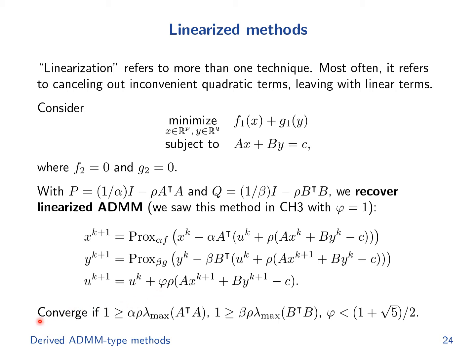According to Theorem 6, this method converges if alpha times rho times the maximum eigenvalue of A transpose A is no more than 1, similar for beta, and phi is strictly less than the golden ratio.